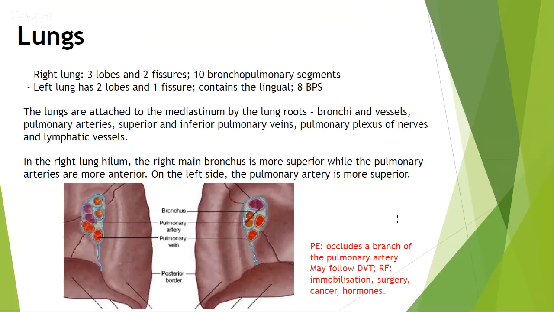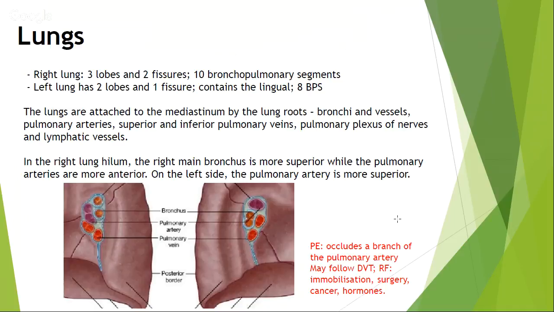Okay. So into the lungs themselves. Right lung, 3 lobes, 2 fissures, and around 10 bronchopulmonary segments, which are surgically resectable. So each is supplied by its own tertiary artery, bronchus, and vein. Left lung has 2 lobes, 1 fissure, and contains the lingula, which just curves over the heart and has 8 bronchopulmonary segments.